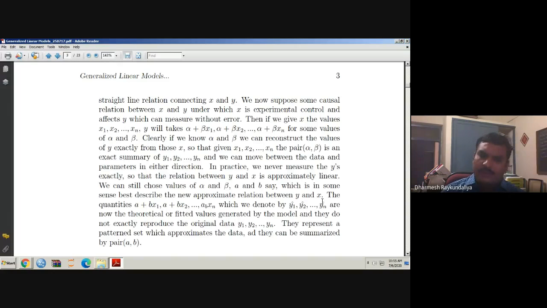That is the fitted value of y1, y2, yn. And they represent a pattern set which approximates the data, and they can be summarized by the pair a and b. So whatever information you can get, y1 cap, y2 cap up to yn cap, based on x1, x2, xn, that information can be summarized by the pair a, b. So it is said to be a pattern set.